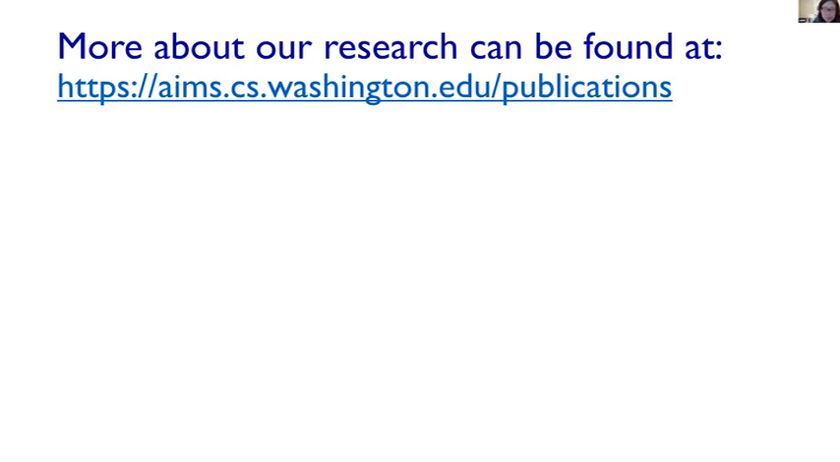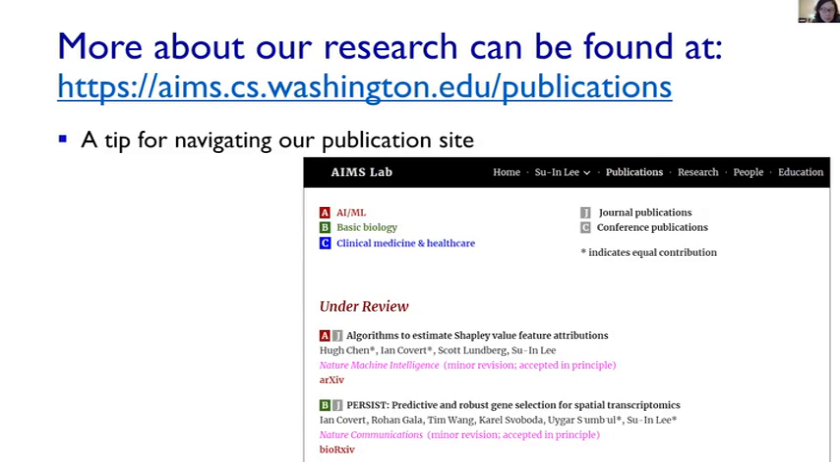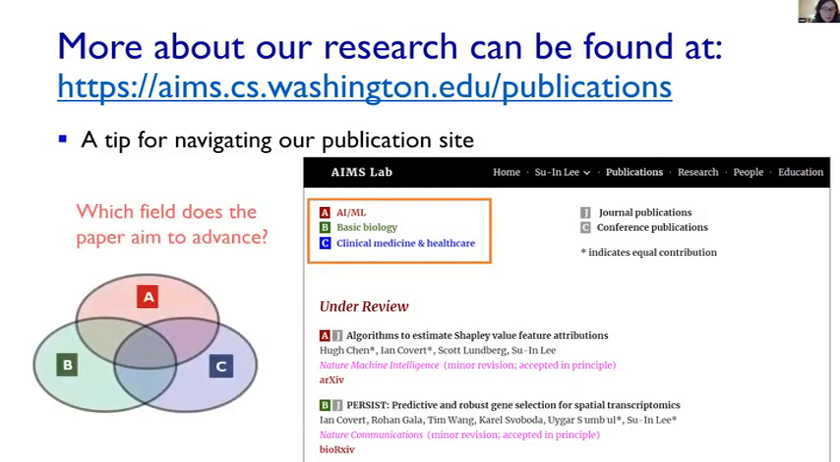The story I was telling you today is only a subset of the research we are doing. You can find more about our research on our website. One tip to navigate our publication list is that we work on many different topics. I showed you this A, B, and C: AI, basic biology, and clinical medicine. We labeled every single paper in terms of which category is the closest, and also journal versus conferences, so you can find more about our research.